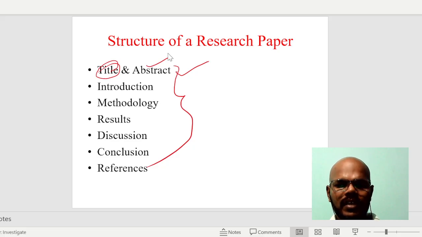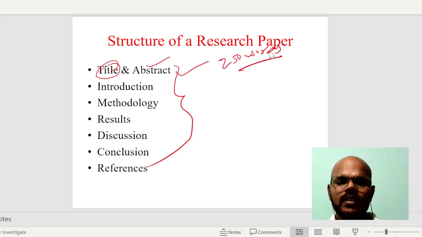In a simple way, as per my understanding, an abstract describes the entire work. It will usually be 250 words. So in that there will be five parts.